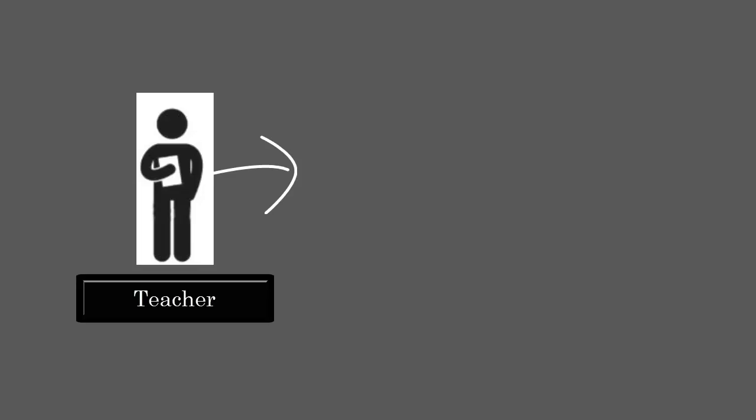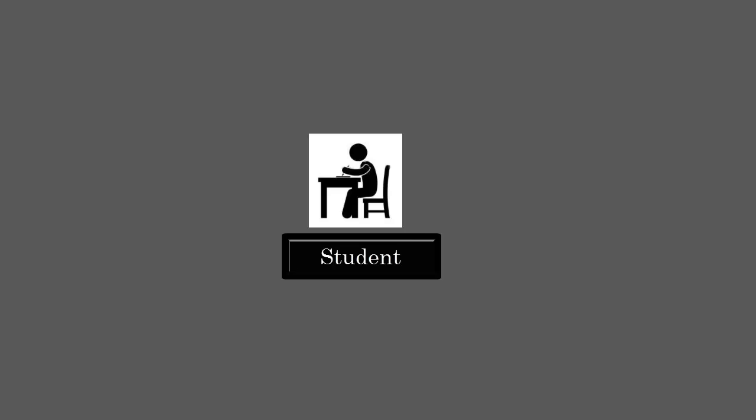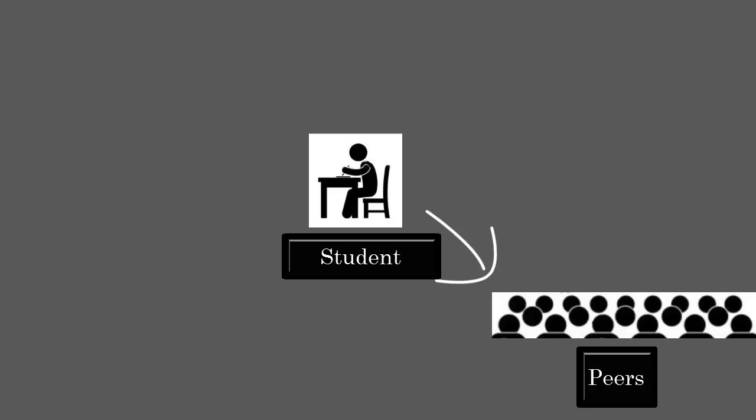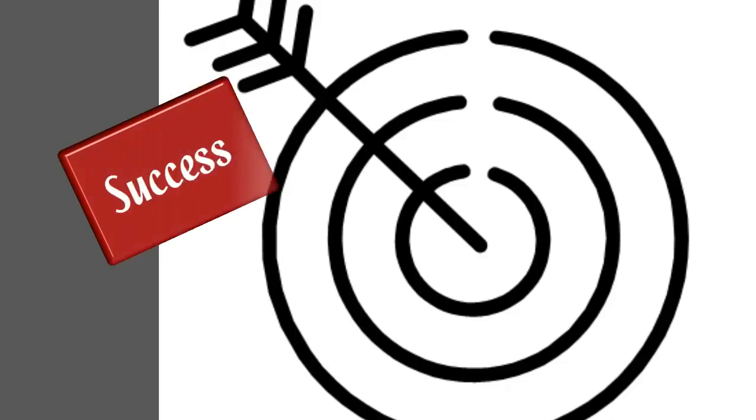Open communication between not only the teacher and students, but also the students and their peers is essential in having a successful flipped classroom. Some learning objectives are better met through hands-on or one-to-one activities rather than traditional assignments. In a flipped classroom, teachers have the flexibility to meet the learning needs of all students through differentiation.